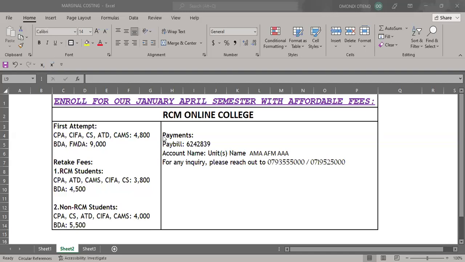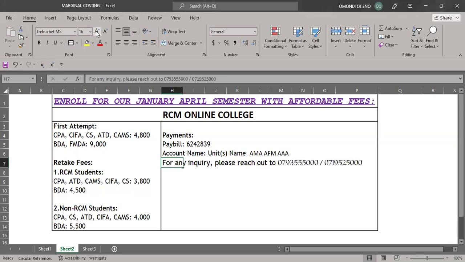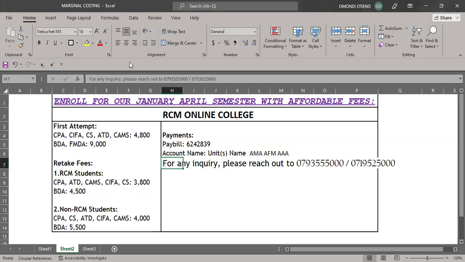How do I join? Janet, just reach out to 0719 525 immediately after this class, and she'll be able to assist you. Reach out to 0719 525. The number is here, 0719 525. She'll be able to assist you immediately after this class, so that you don't miss the classes that I've just mentioned.